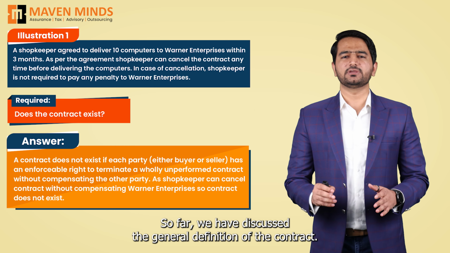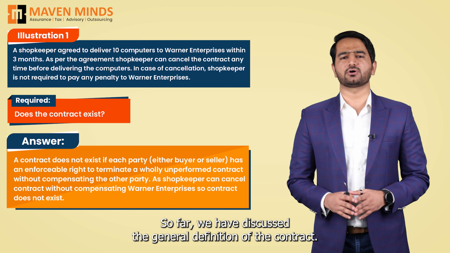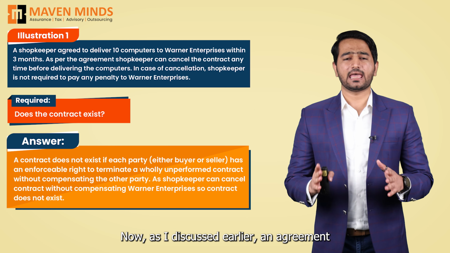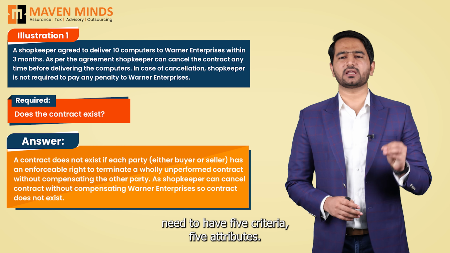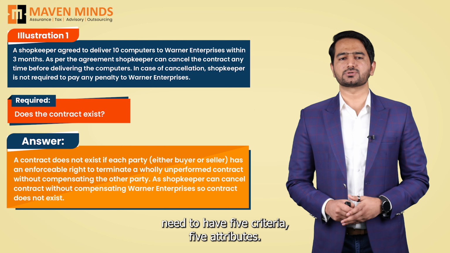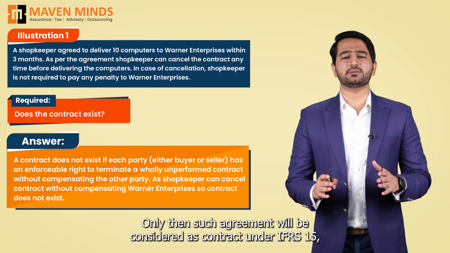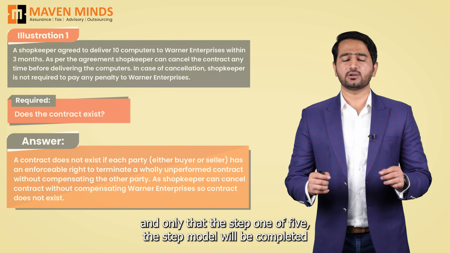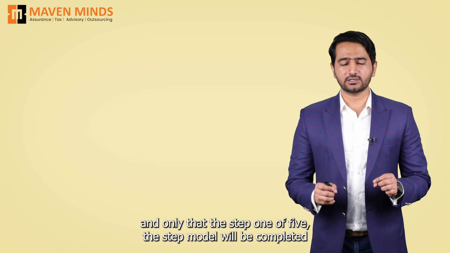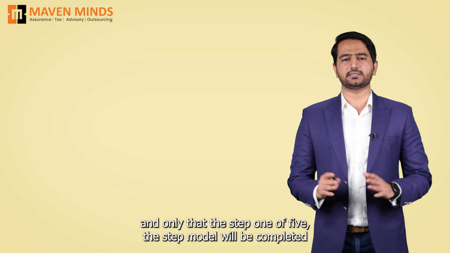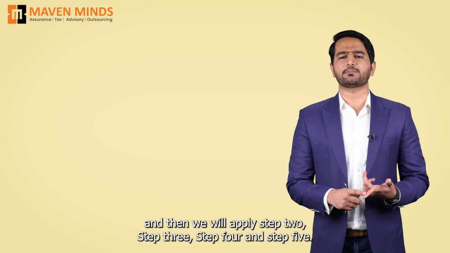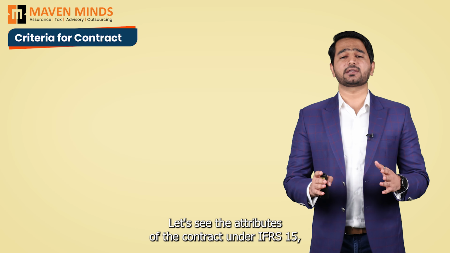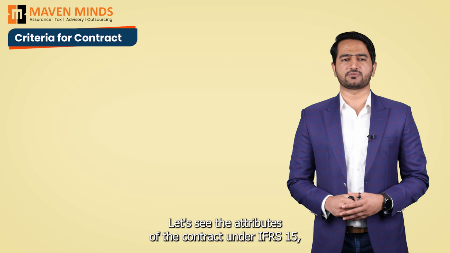So far, we have discussed the general definition of the contract. Now, as I discussed earlier, an agreement needs to have 5 criteria, 5 attributes. Only then will such an agreement be considered a contract under IFRS 15, and only then will step 1 of the 5-step model be completed, and then we will apply step 2, step 3, step 4 and step 5. Let's see the attributes of the contract under IFRS 15.